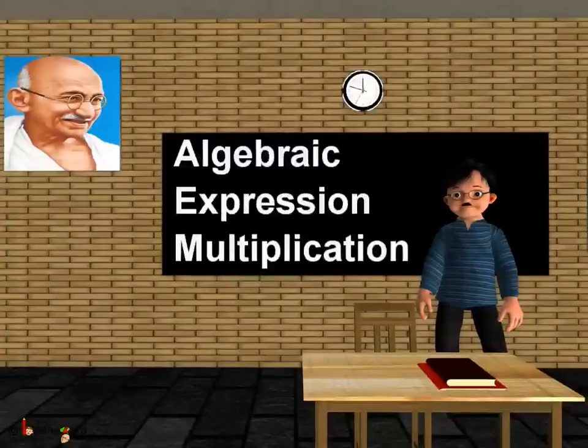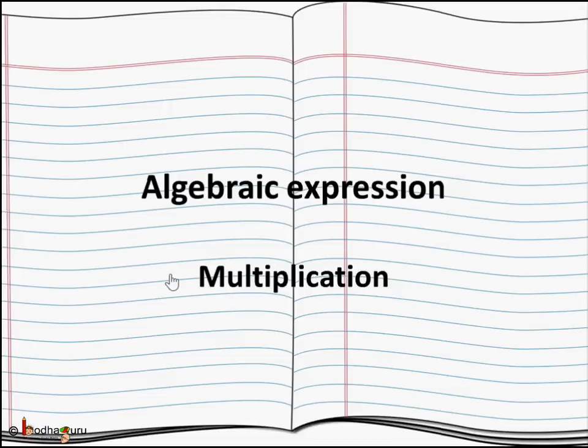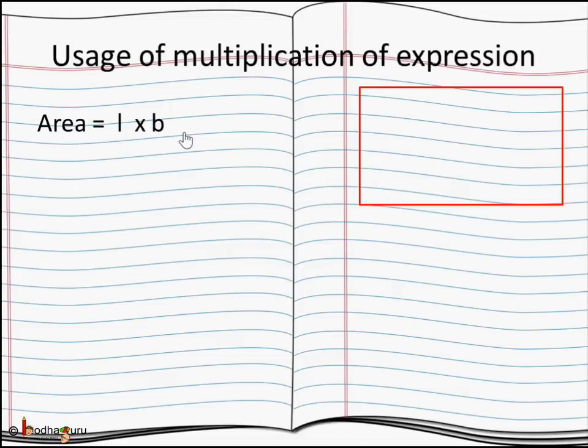Hello children, in this lesson we are going to learn how to perform multiplication operation on algebraic expressions. Before that, let's learn what is the usage of multiplication in algebraic expression. Say we are given a rectangle with length L and breadth as B. We know the formula of area of rectangle is length into breadth. So it is L into B.